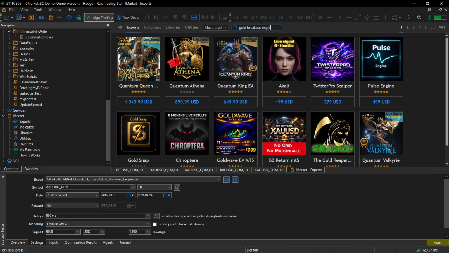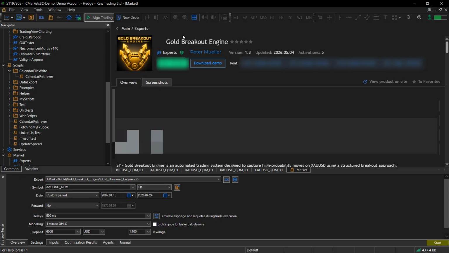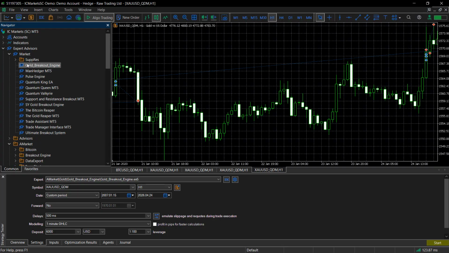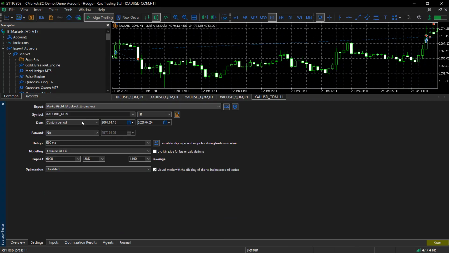To download the EA, you need a MetaTrader instance where you are logged in, go to Markets, search for Gold Breakout Engine and click the download demo button. After it is downloaded, it should appear in your navigator and in your strategy tester inside the market folder. But let's talk a little bit about the strategy before we jump into the whole setup.